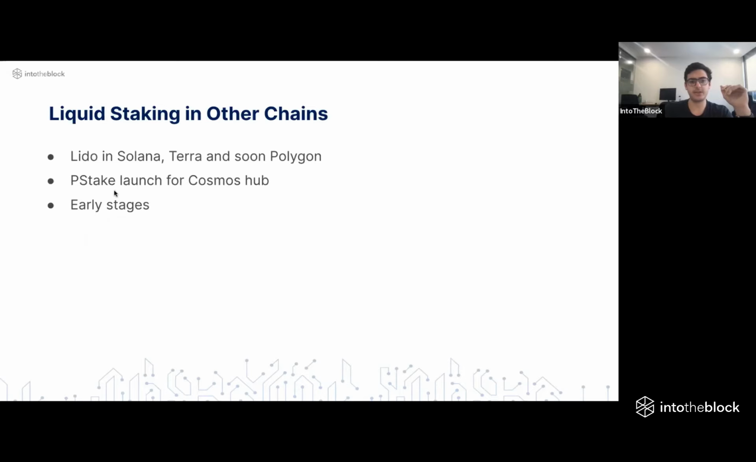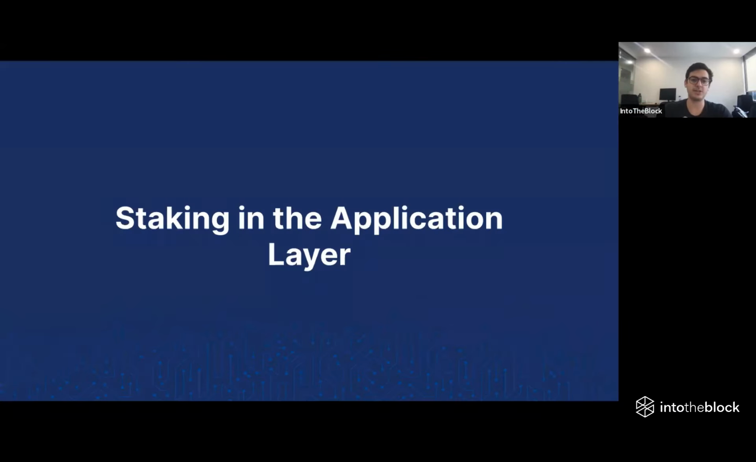And then there is Stake, which is a protocol that's currently about to launch for the Cosmos Hub. Of course Terra is part of the Cosmos Hub, but now every blockchain created through Tendermint, the Cosmos-based blockchain building layer, will be able to have their staking derivatives. So I would say it's still in the early stages, even for Ethereum, but more so for these other chains.